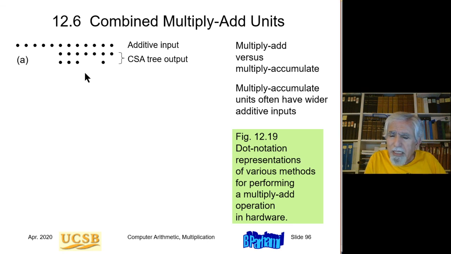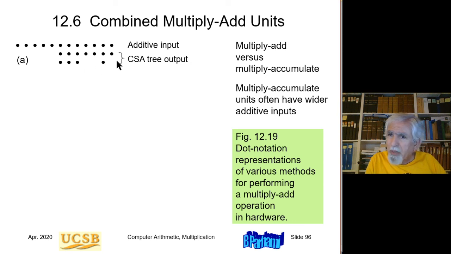So here is an idea. I do the carry save adder tree of the multiplier that leads to two numbers, but I don't add these two as I would do in a normal multiplier. I add these two to that running total, the additive input, by using a carry save addition and then a regular addition. So if I did the multiplication in full first and then added the additive input, I would need an addition here with carry propagation and then a second addition with carry propagation.